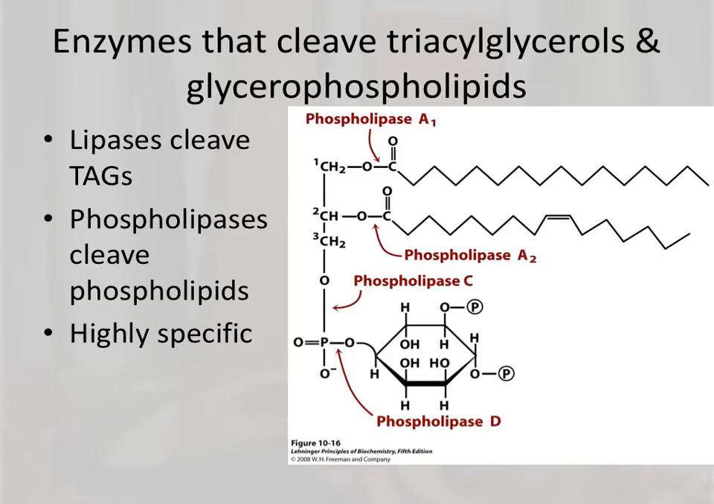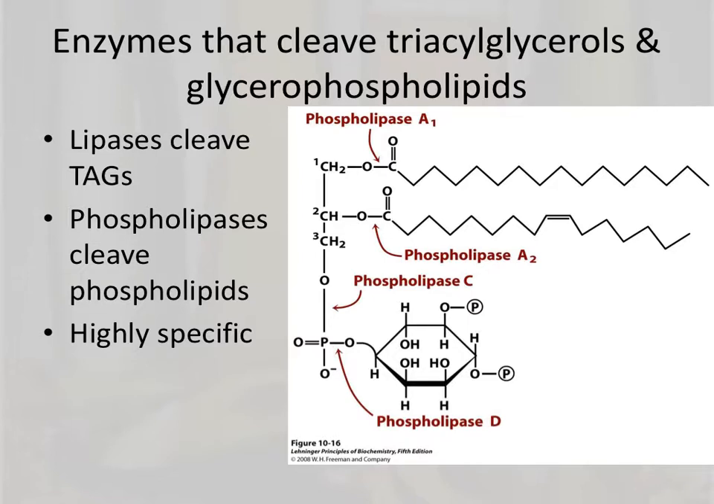So the enzymes that cleave these, so lipases technically cleave triacylglycerols, which are many times called TAGs in abbreviation. Phospholipases cleave phospholipids. And they are very, very specific. And we talked a little bit about, I remember in neurochemistry, and I couldn't remember the numbering system. I remembered it was odd. But if you notice, I don't know where B went. I have no earthly idea.